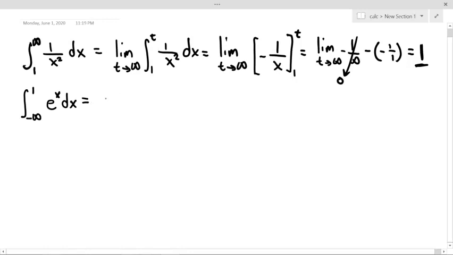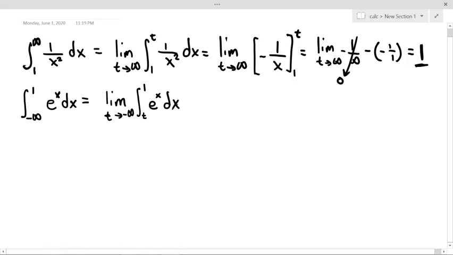Step 1 was to convert into a limit, and we're going to be using t again, substituting for negative infinity. Since negative infinity was the lower limit of this integral, that is where the t will go, and then we write in the integral of e to the x dx from t to 1, and that is the first step.